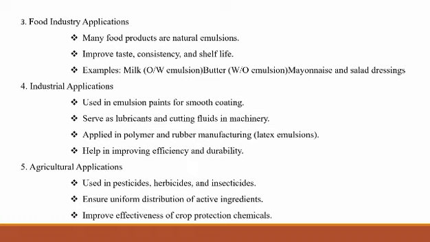And it also helps in improving the efficiency and durability. On the industry side, the emulsion helps to increase the efficiency and durability. I already said it serves as a lubricant. So if it is serving as a lubricant, we can easily know that it enhances the durability of the machineries. And it also increases the efficiency in the polymer and rubber manufacturing industries.